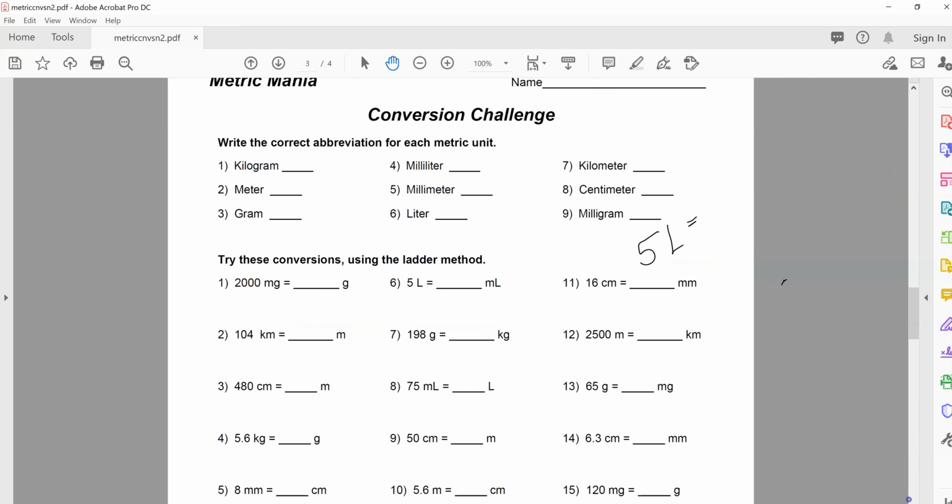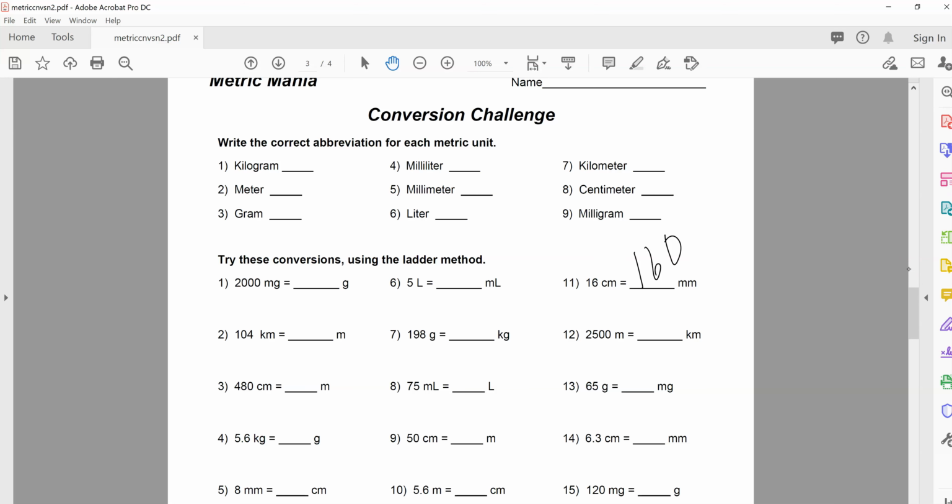5 liters equals blank milliliters. Liters is the base unit, milliliters is smaller. So we're going to move 3 times down the steps. So it's going to be 5,000 milliliters. 16 centimeters equals blank millimeters. Centimeters is 1 higher than millimeters. So we're going to move the decimal point once to the right, or we can multiply by 10. So it's 160 millimeters.